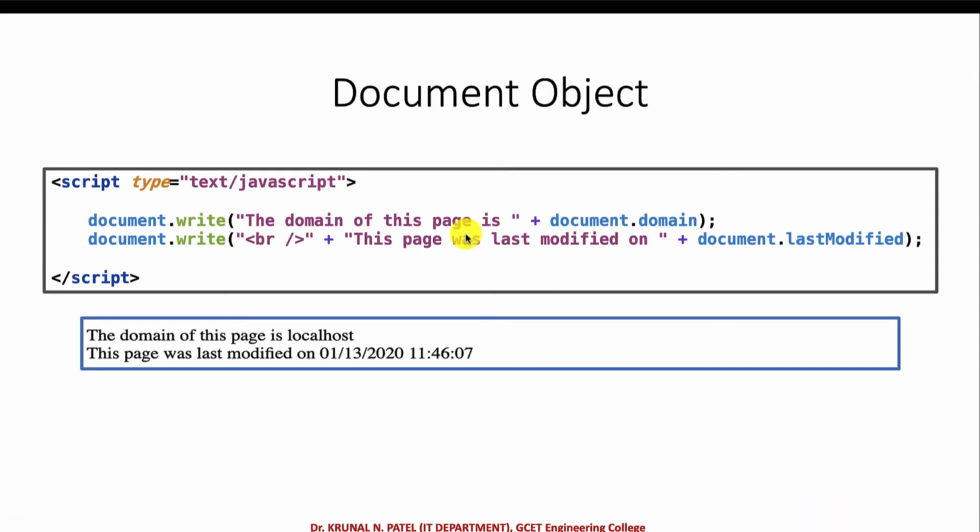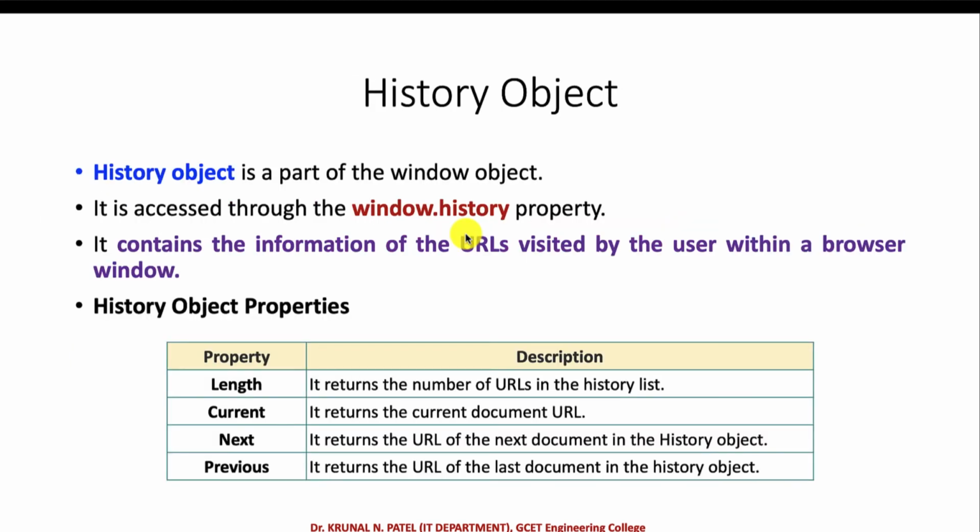So if you want to get this kind of information, you can just go for the document object. Now the next is the history object. This is another important one. The history object is part of the window object, and it can be accessed through the window.history property. It contains the information of URLs visited by the user within a browser window. It has some inbuilt properties, that is the length, which returns the number of URLs in the history list, and current, next, and previous.